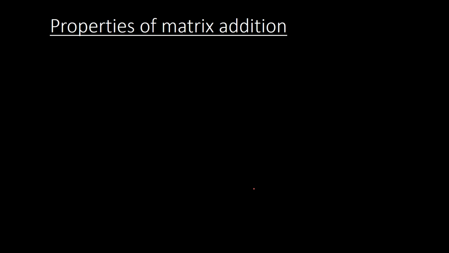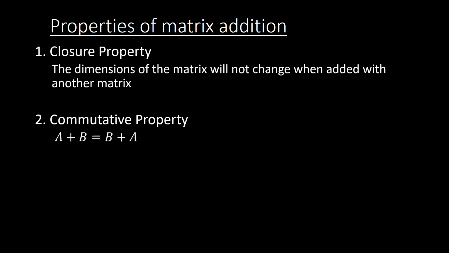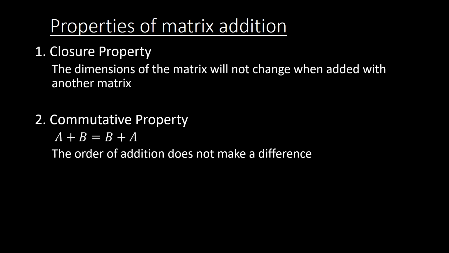So to recap what we just discussed, we have different properties of matrix addition. The first one is the closure property, which says that the dimensions of the matrix will not change when you add or subtract with another matrix. Second, we have the commutative property, where if we have two matrices added together, such as A plus B, it does not matter if I add A then B or B and then A. In other words, the order does not make a difference.